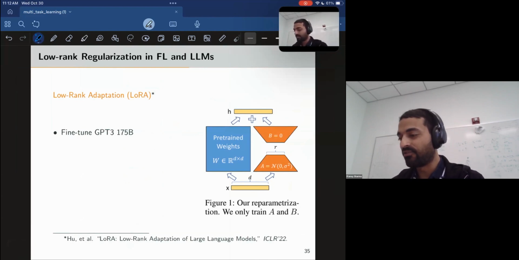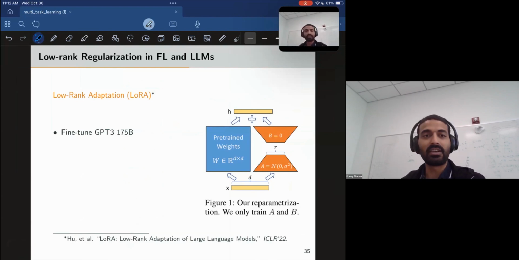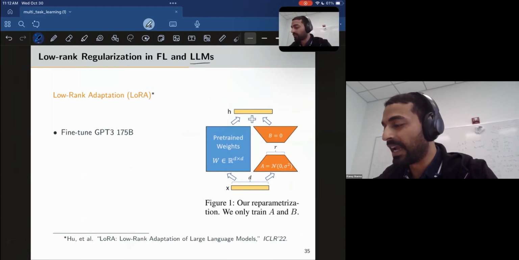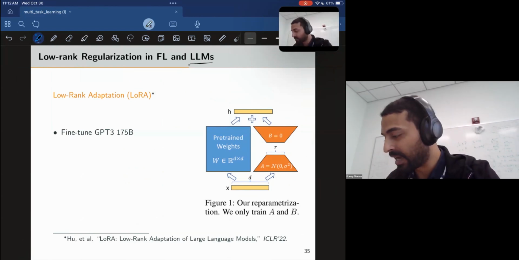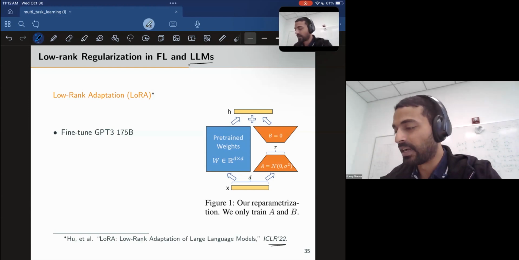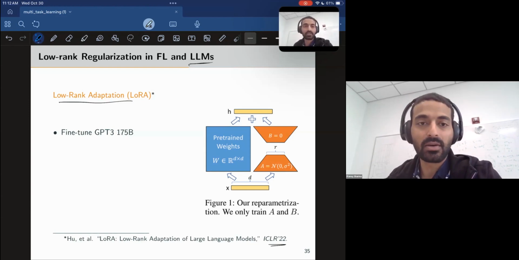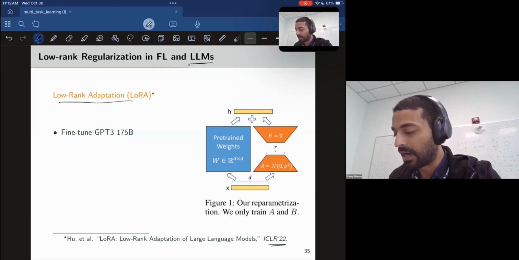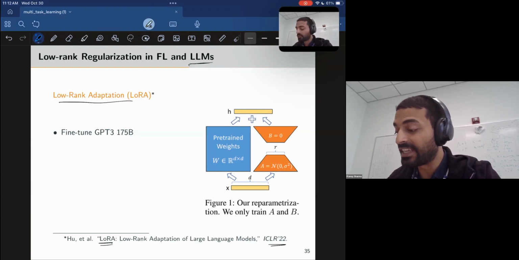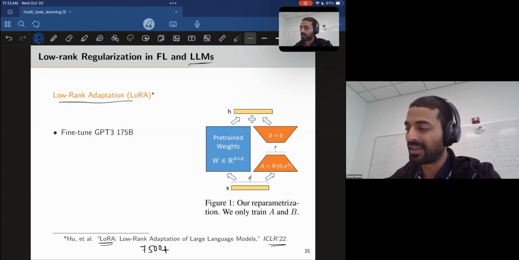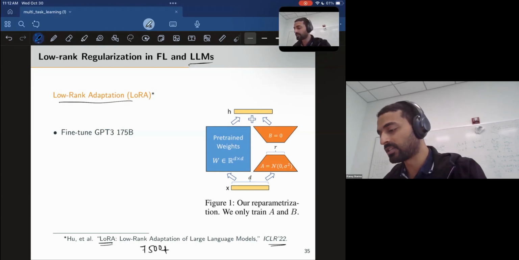Finally, there is some very influential work in the domain of LLMs, which uses this low rank idea. There is a paper from ICLR 2022 called Low Rank Adaptation, or LoRA for short. The last I checked a few days back, it had over 7,500 citations, so it's a very influential idea. I think it came from Microsoft Research.